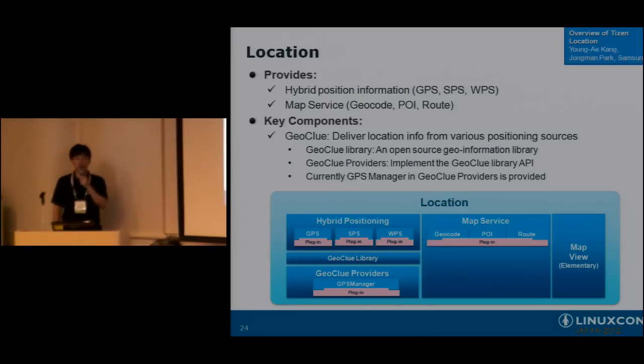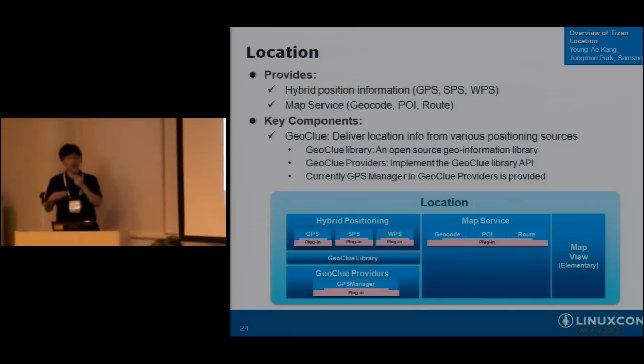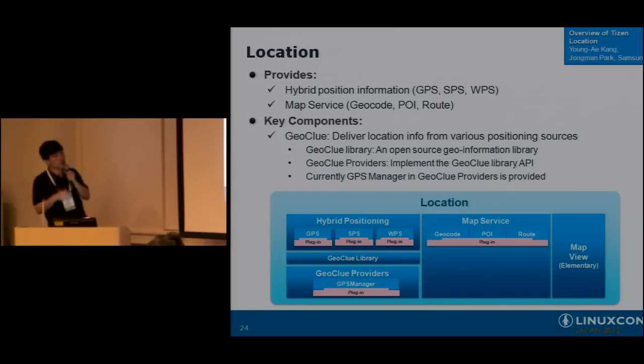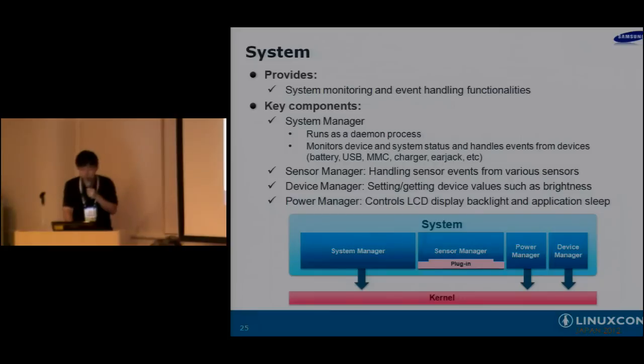And the key components here are basically an API library for the client application, and there is a provider for supporting the API. So the provider has an implementation of the GeoClue library API. So location services provide these features. And we have talked about Tizen location. So you can download the slides and look into the details.